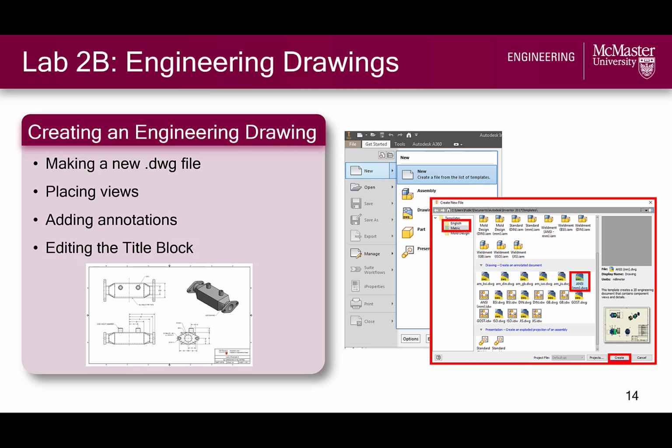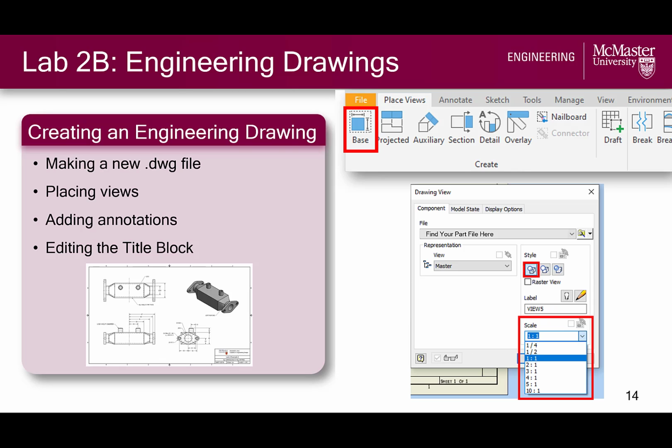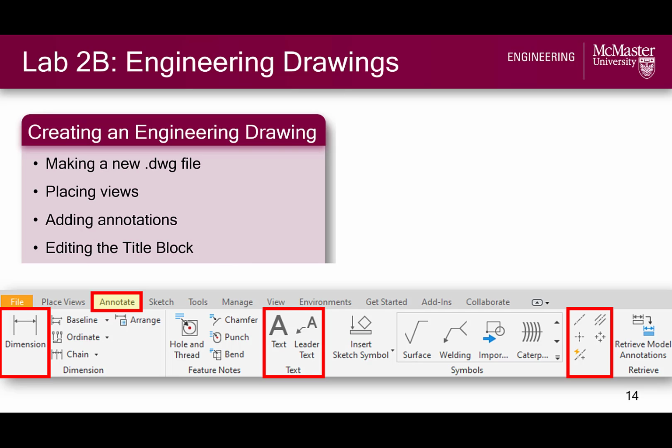We also covered how to create engineering drawings of these same parts in Inventor, beginning with opening a new drawing file template, and then placing the views using the Base button on the Place Views tab. Next, we learned about adding annotations to drawings, including dimensions, text annotations, center lines, and center marks, using these tools in the Annotate toolbar. So that recaps much of the part modeling and engineering drawing content that we covered in the course.